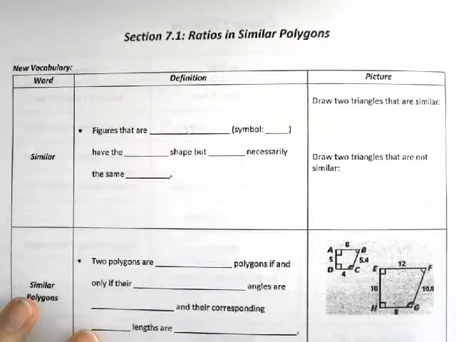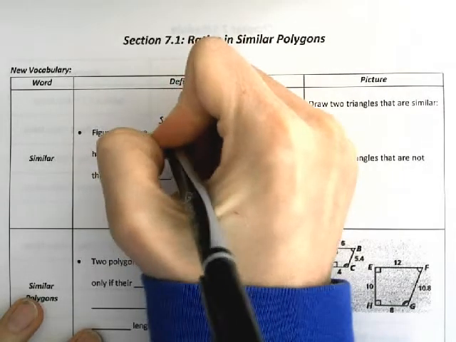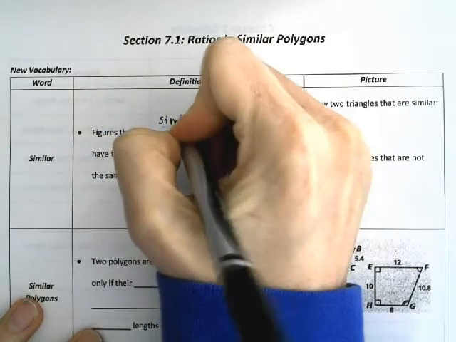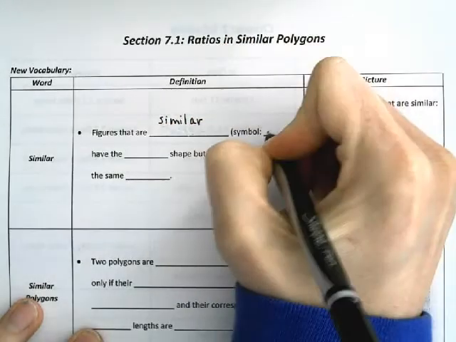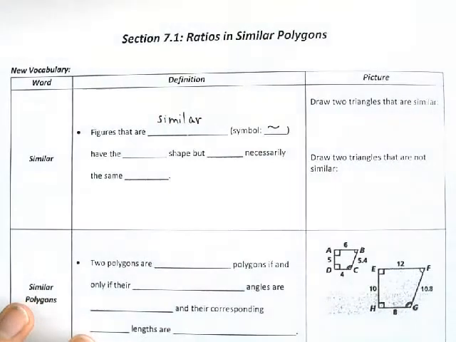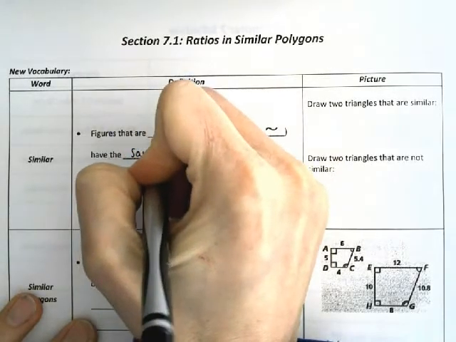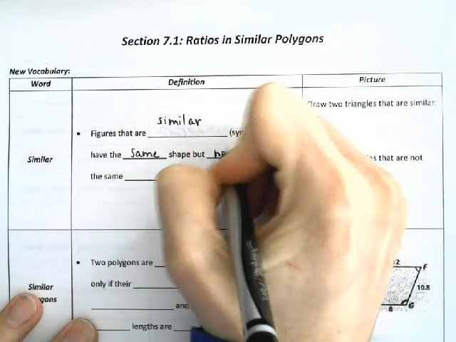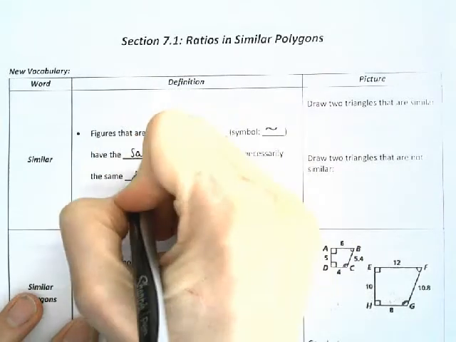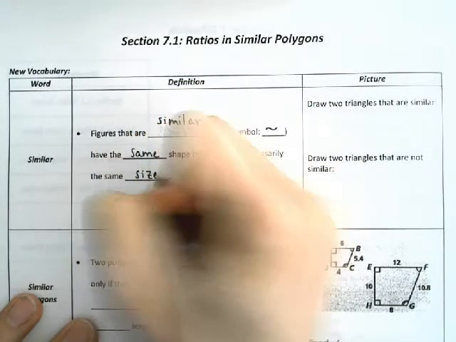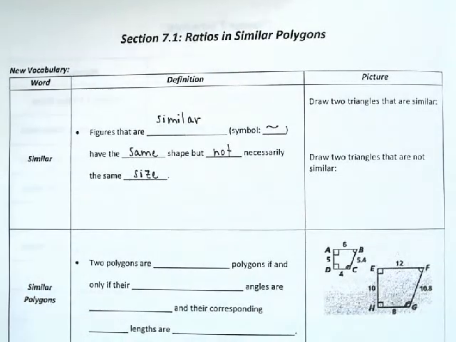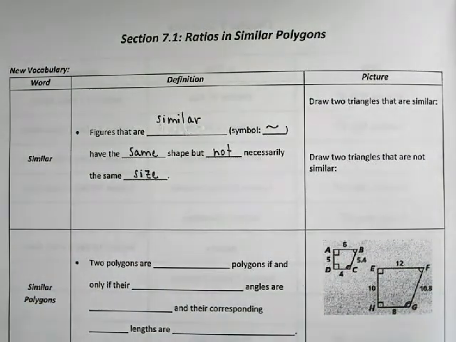So similar figures are figures that are similar, and we use this symbol to mean similar, have the same shape, but not necessarily the same size. So same shape, but not necessarily the same size.